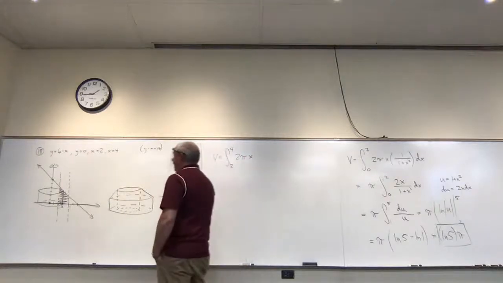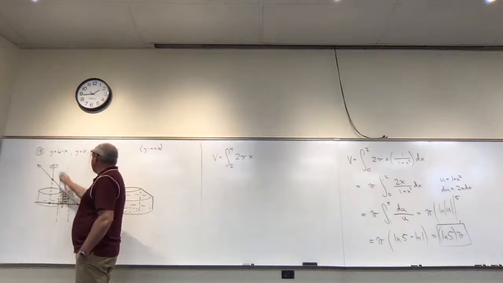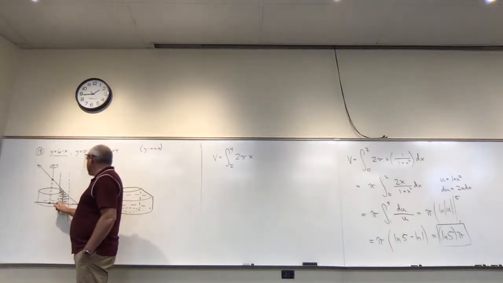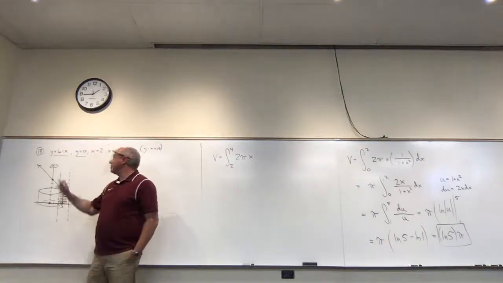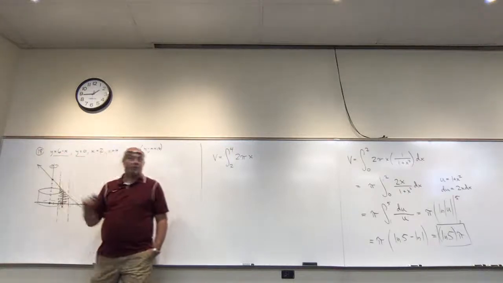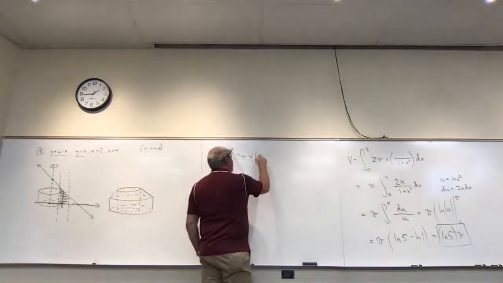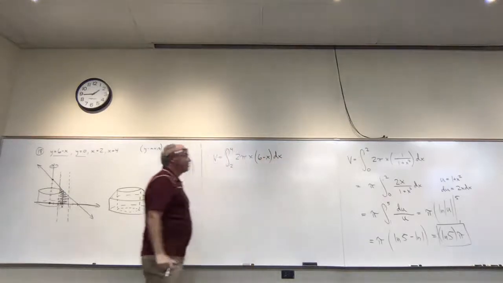And then I have the height. The height in this case is the top function, which is this line, minus the bottom function, which is this line, and I want it in terms of x. So it's 6 minus x minus 0. In other words, just 6 minus x dx.